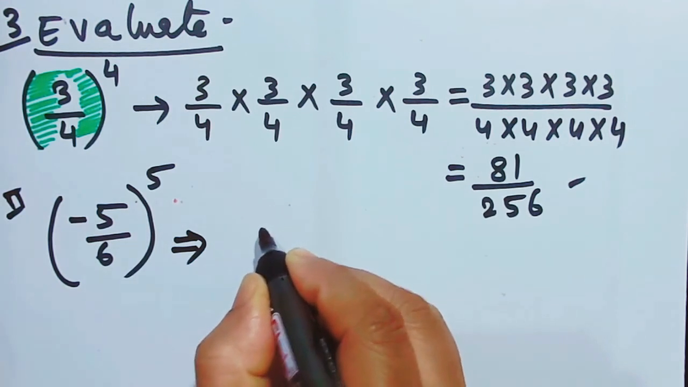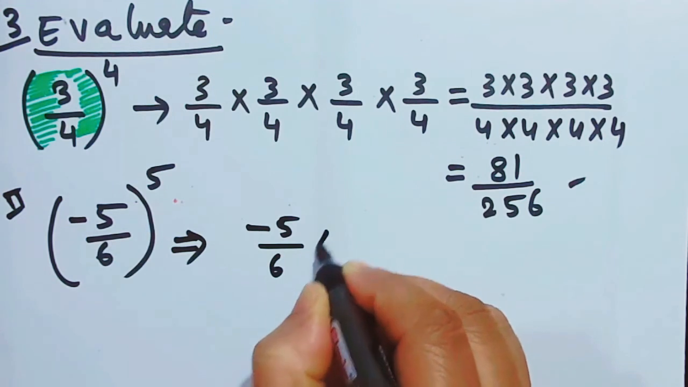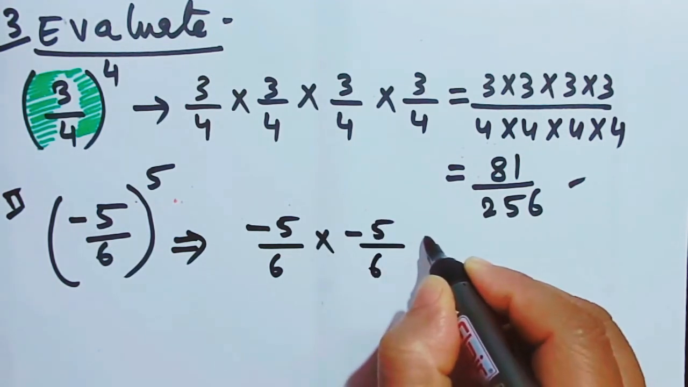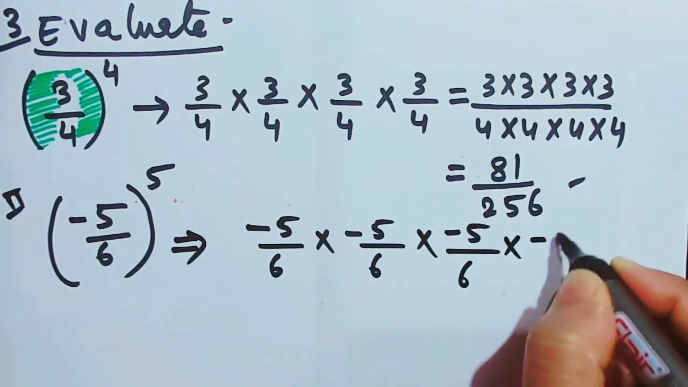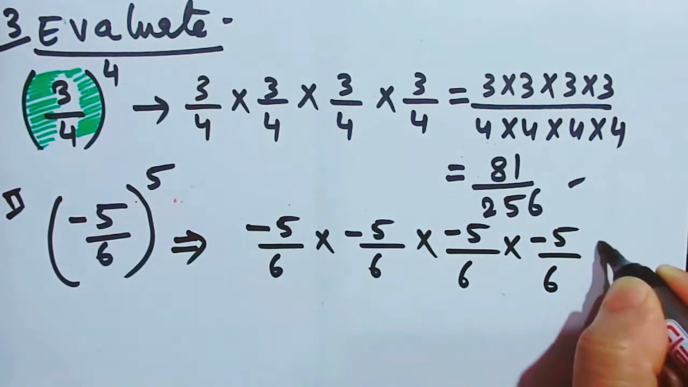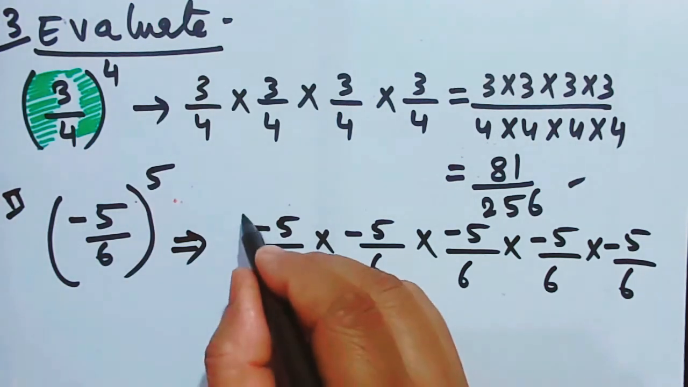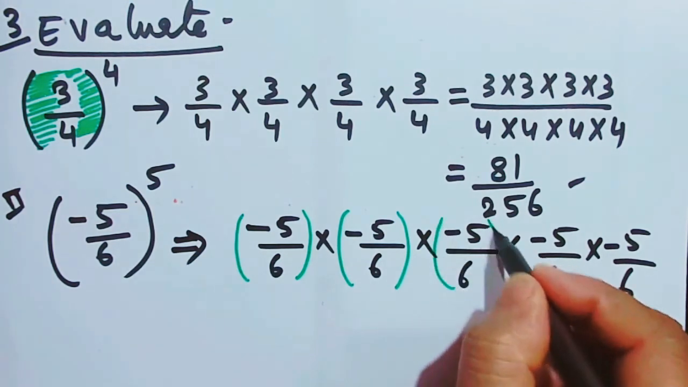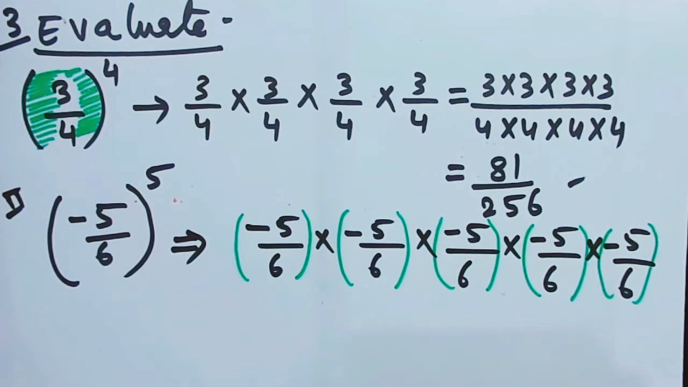I would be mentioning this as minus 5 by 6 multiplied by minus 5 by 6 into minus 5 by 6 into minus 5 by 6 into minus 5 by 6. You can put this in brackets also. Let us put this in brackets. Even if you do not put, there is no problem.